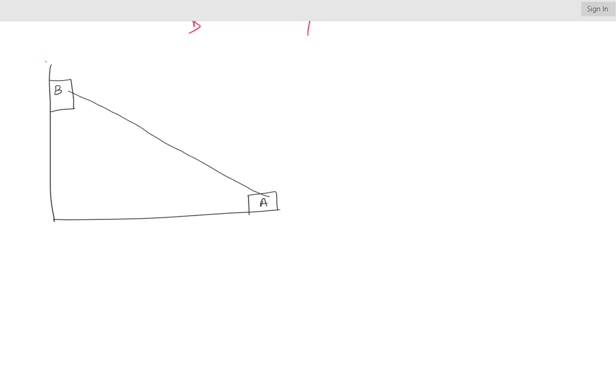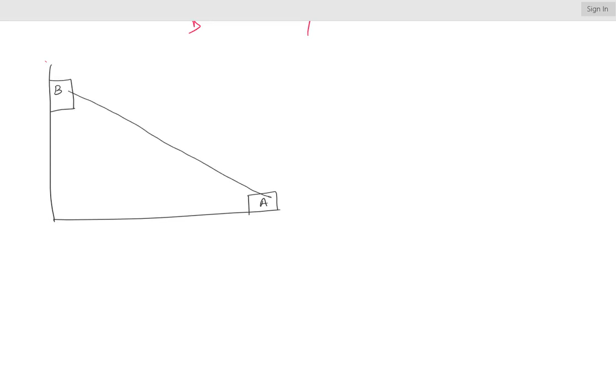Okay, so let's do another problem. There are two blocks that can ride up and down. There's block B, which is connected to block A, and so these are connected like that.